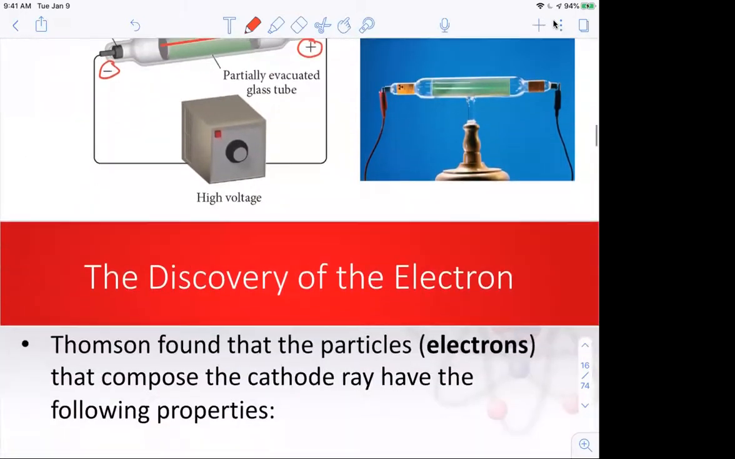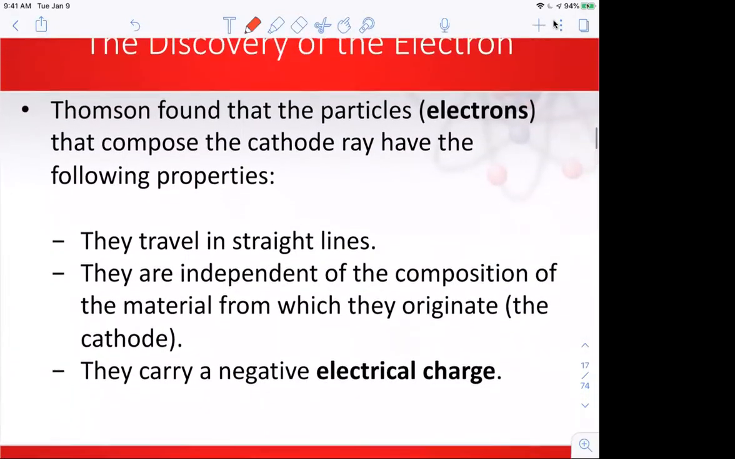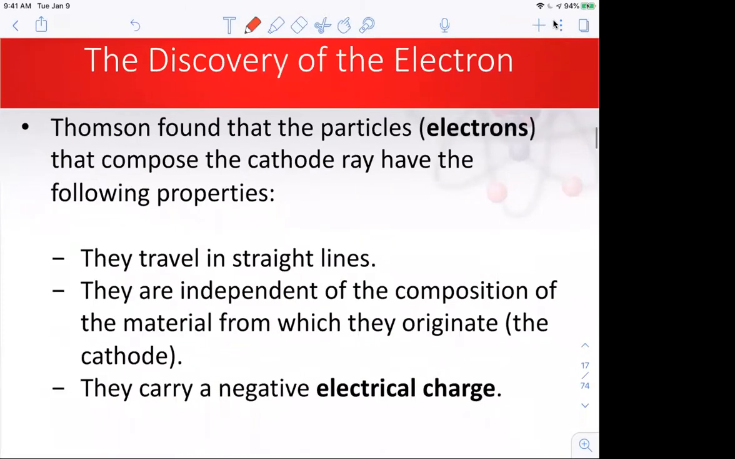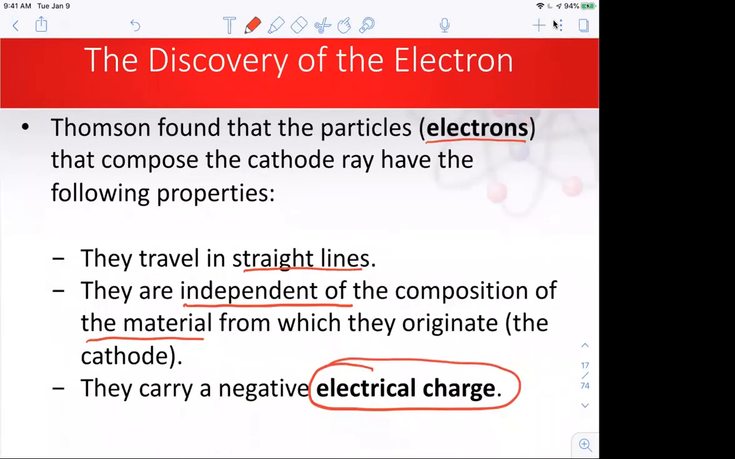J.J. Thomson actually discovered. He also found that these electrons in this cathode ray stream have the following properties. They travel in straight lines. They are independent of the composition of the material from which they originate. Electrons are electrons. It doesn't matter what they originate from. An electron is the same regardless of the source. And they carry a negative electrical charge. So these are the properties of electrons as we know them today.